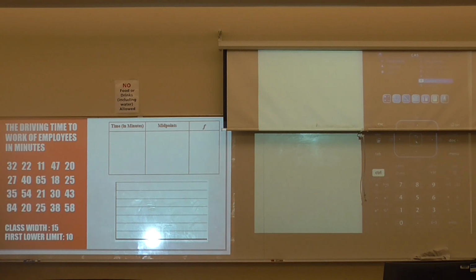But first things first. The type of data set we're looking at is the driving time to work of employees, in minutes. So we have a total of 20 values, because we got 1, 2, 3, 4, 5 and 1, 2, 3, 4. 4 times 5 is 20. So we're looking at 20 data values. It's not that big, not that long compared to 50 or 100. That's a lot.